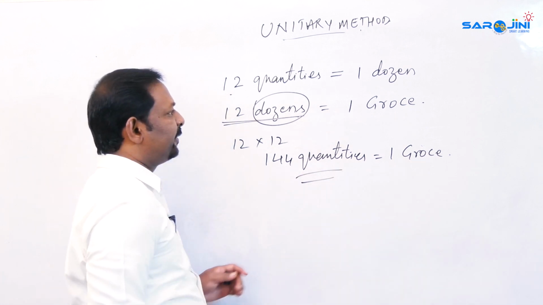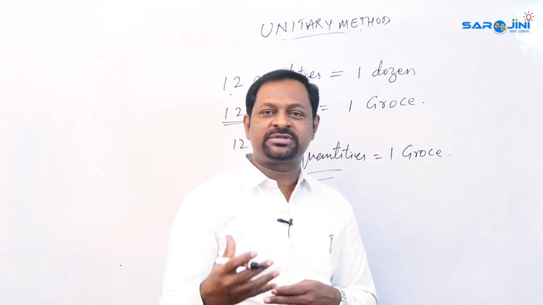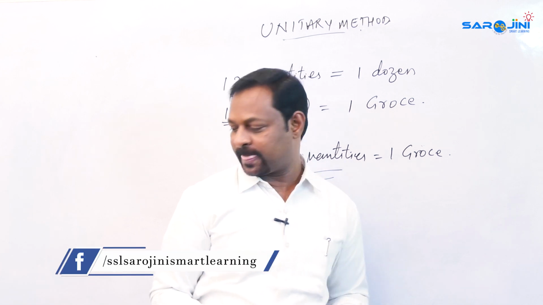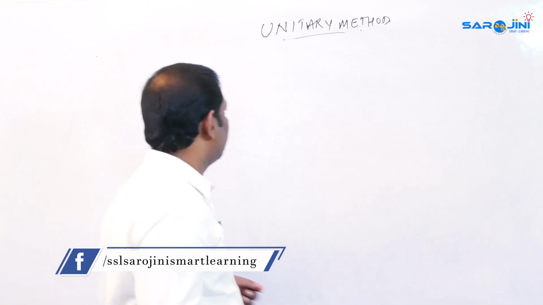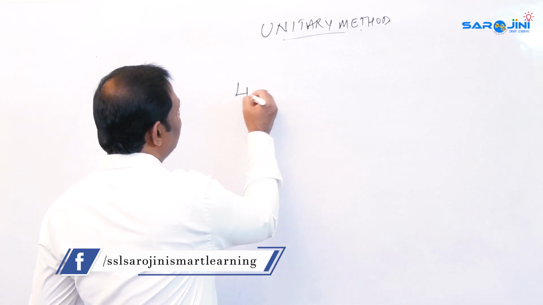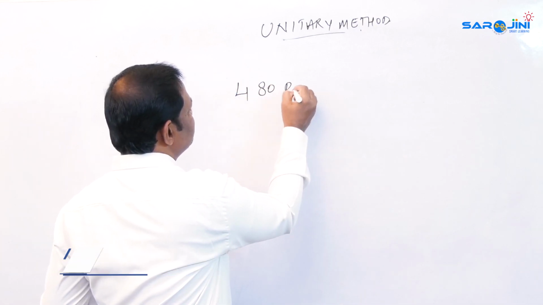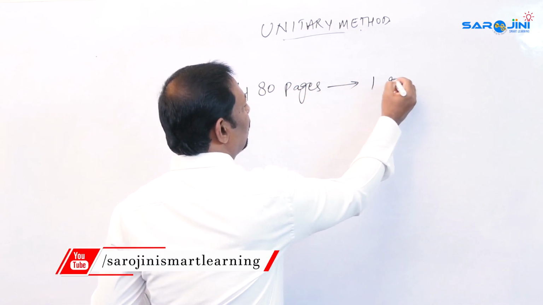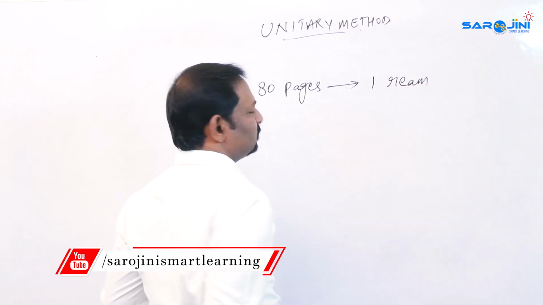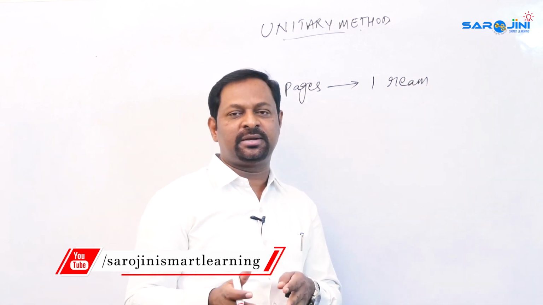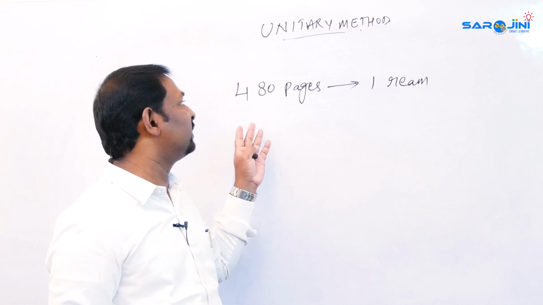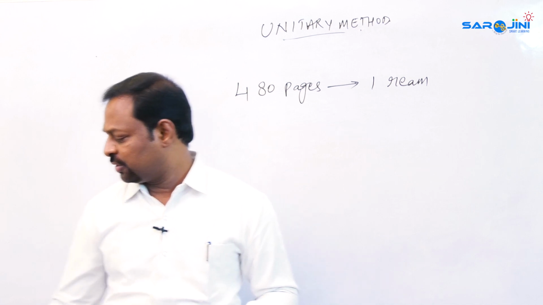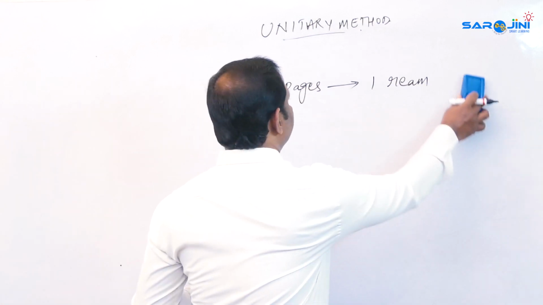These are the basic words we use in the chapter Unitary Method. Okay, I'll write one more. 480 pages is called one ream. Whatever bundle of papers has a count of 480, we call it one ream. So this is also one of the important points, you have to remember it.